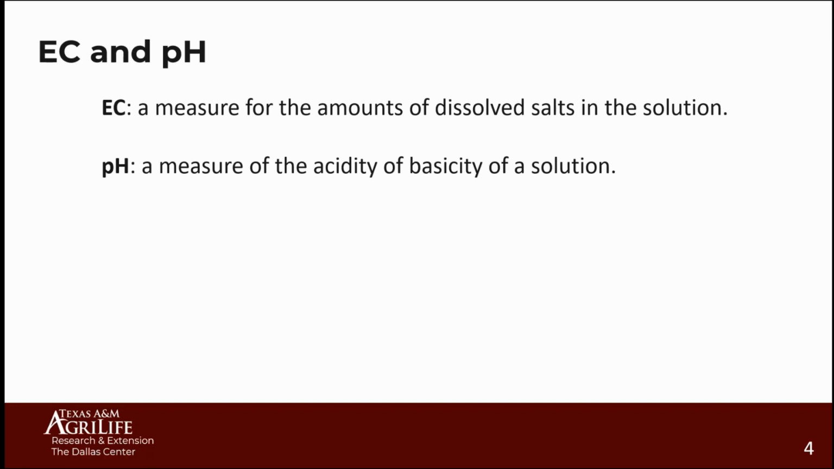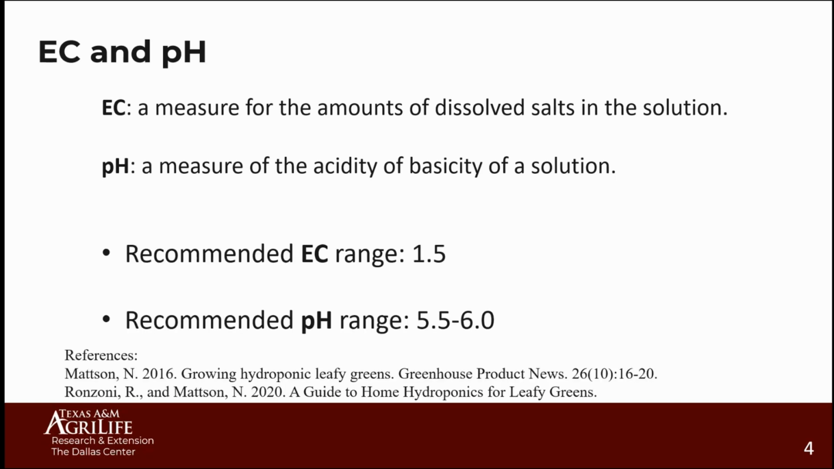And pH is a measure of the acidity or basicity of a solution. Plants usually prefer a little acidic solution. So here are our recommended EC and pH ranges. For EC we recommend 1.5, and the recommended pH range is 5.5 to 6, or sometimes 6.5.